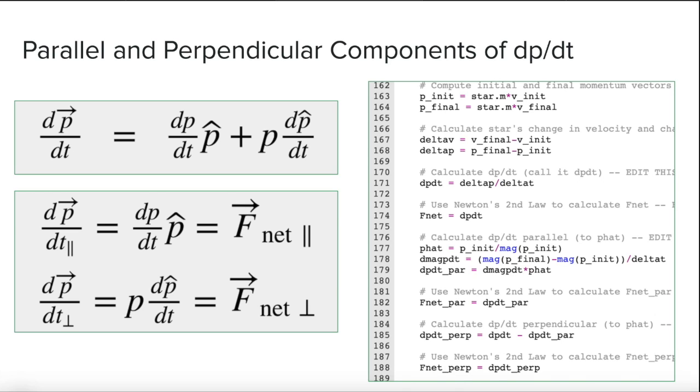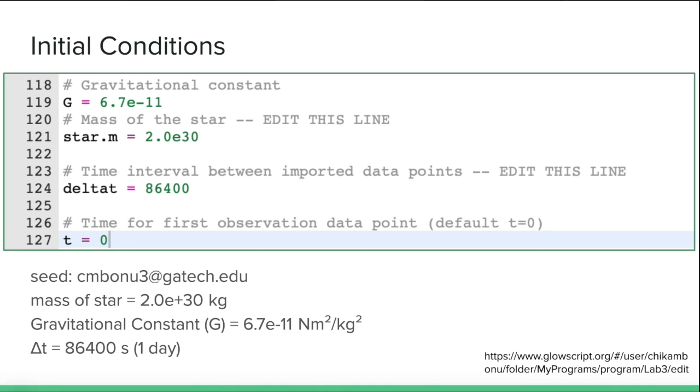On the right side, I show how I put these concepts into my code in order to find the net force. You can see on line 174 where I used Newton's second law / momentum principle in order to find F net, which is equal to dp over dt. And in the next lines, I use these equations on the left side in order to calculate dp dt parallel and perpendicular.